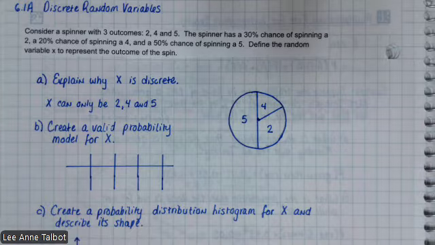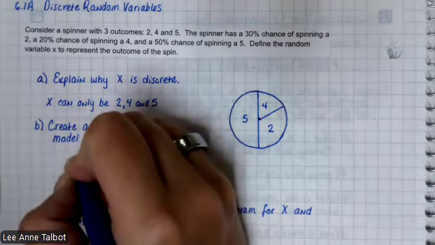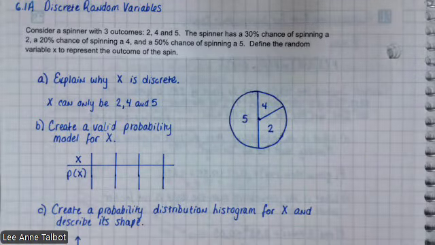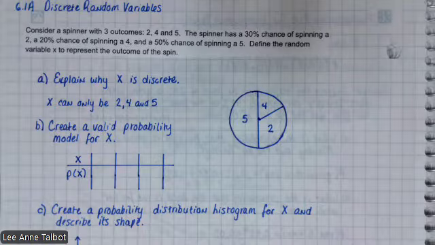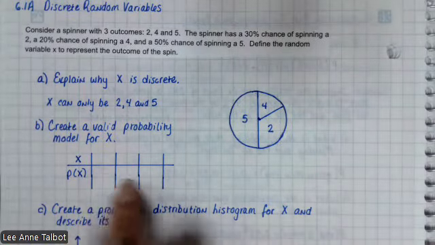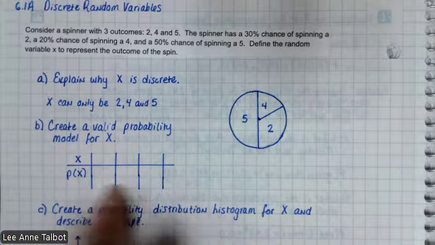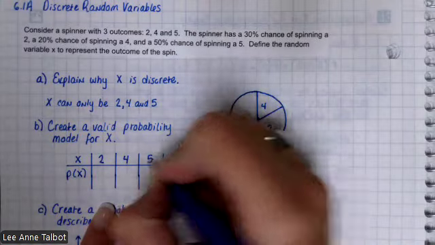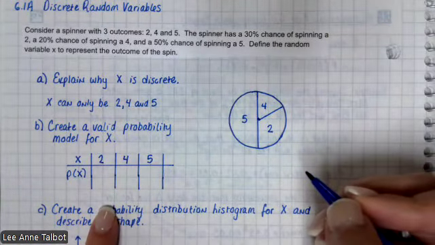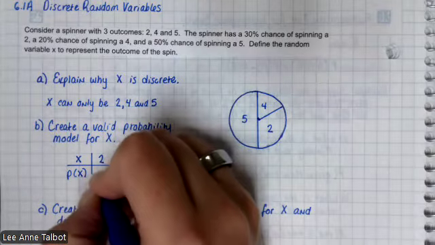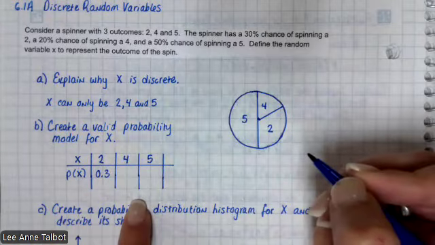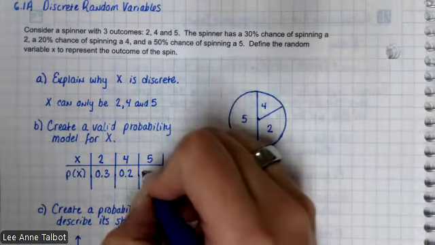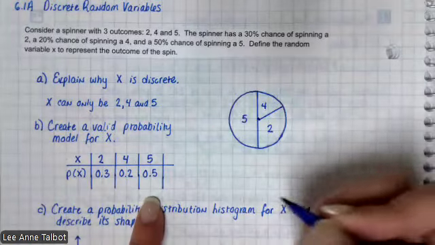Create a valid probability model for x. This is great. Chapter 5 review. Okay, so we're going to put x here and the probability of x here. And I notice I have an extra line here. I'm hoping that you put an extra line here. And our 3 options are 2, 4, and 5 on the spinner. And on 2 is a 30% chance. And on 4 is a 20% chance. And on the 5 is a 50% chance.